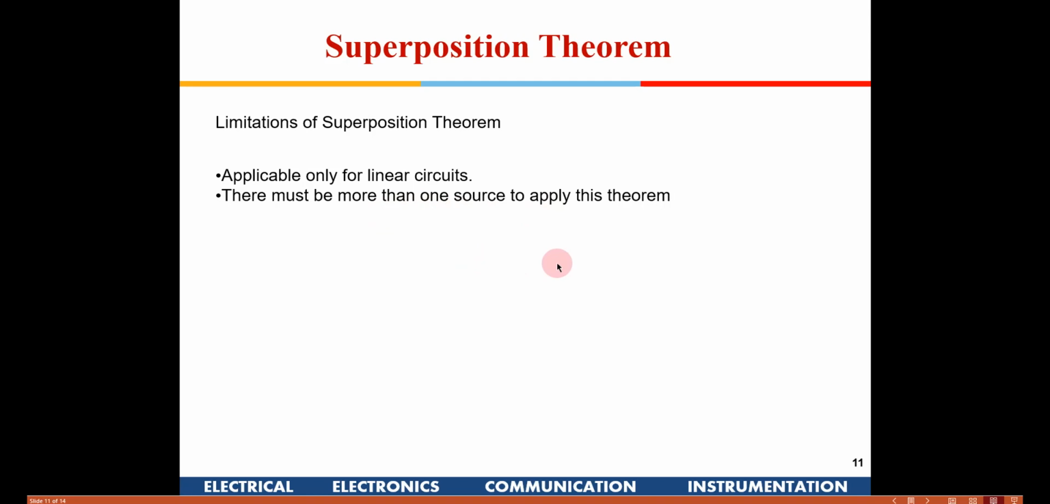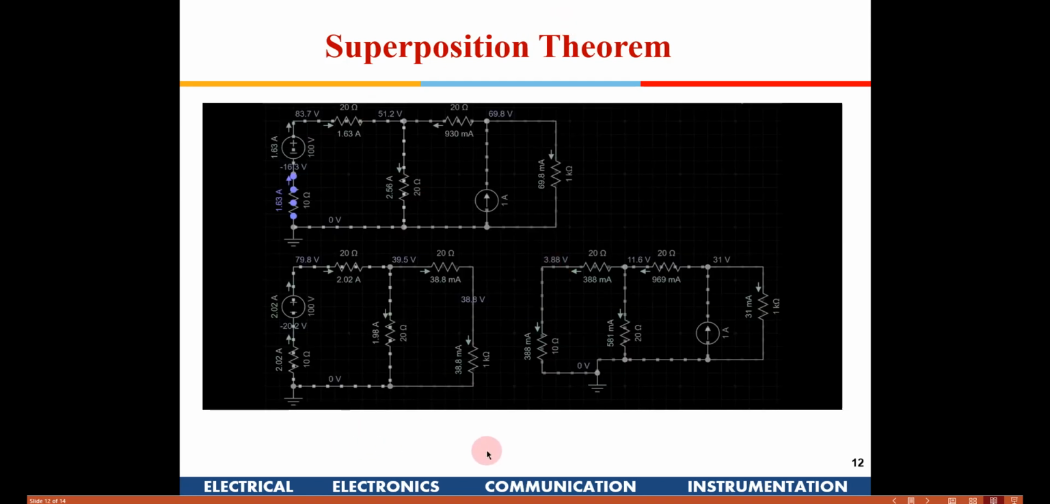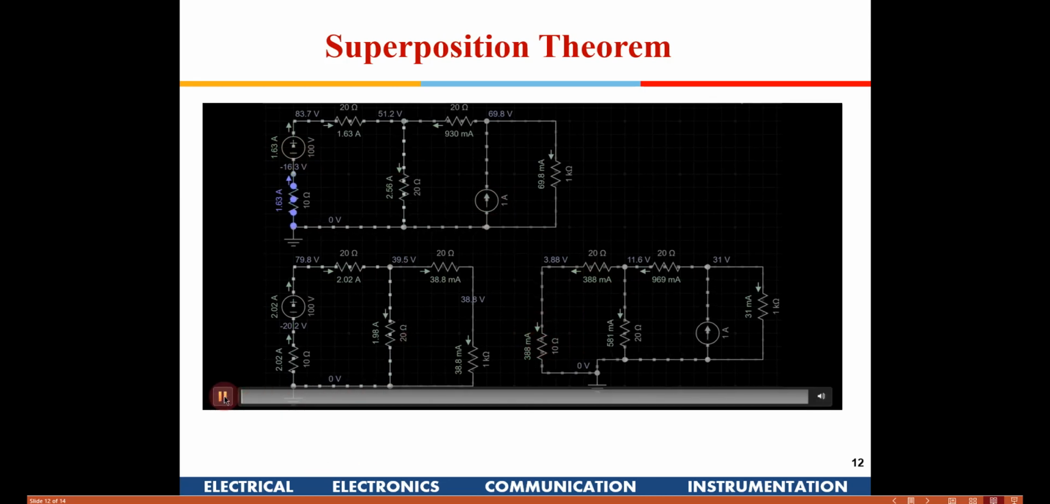Okay, so let me give you one simulation video, and let's see. This is a circuit out here. You have one voltage source and one current source. This is a circuit derived from it, in which the voltage source has been kept open out here. This is the second circuit, in which the voltage source has been shorted out here. So if I play this circuit, right?